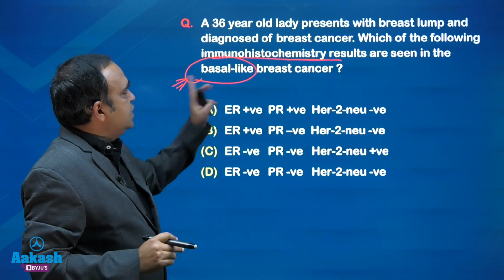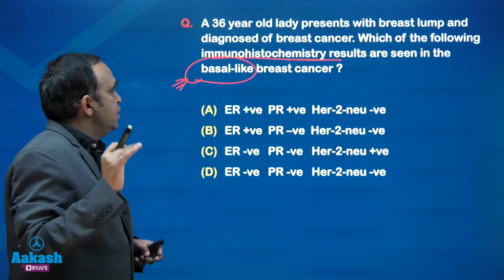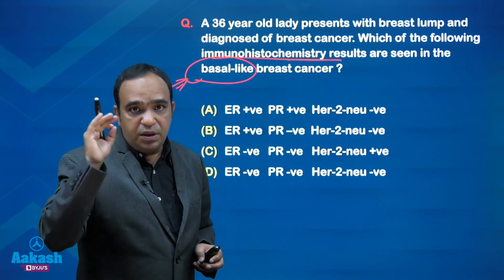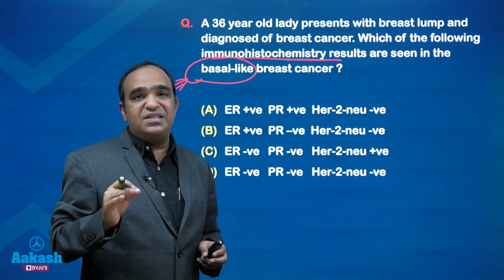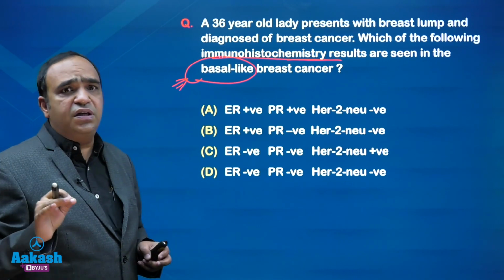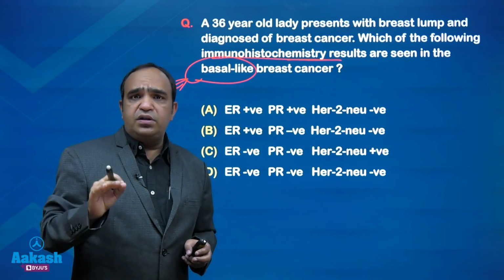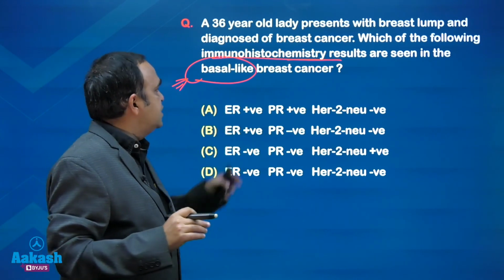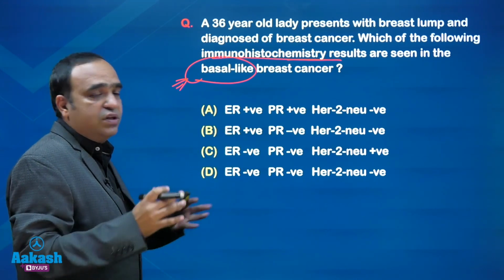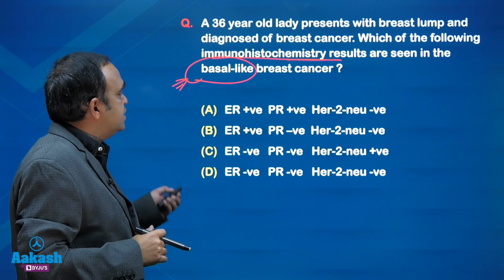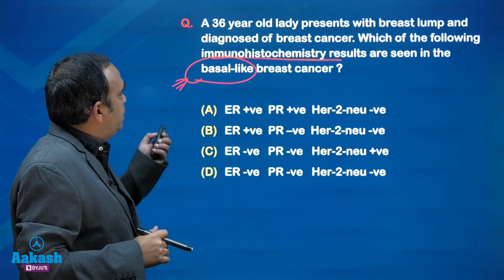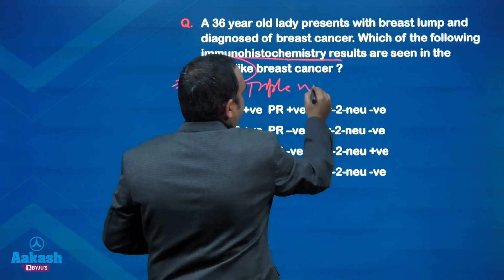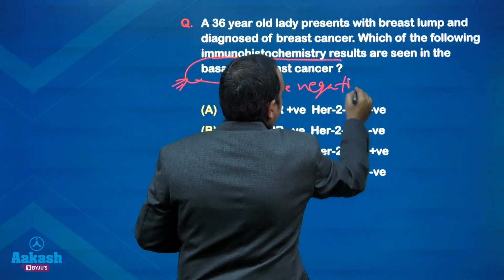Immunohistochemistry. And what is the type? Basal type. So there are multiple types based on the molecular classification of breast cancer. Very, very important question, and it has been taught for so many years, and focus on this, that you must know the molecular types of breast cancer. Okay, so basal like is also known as triple negative type.